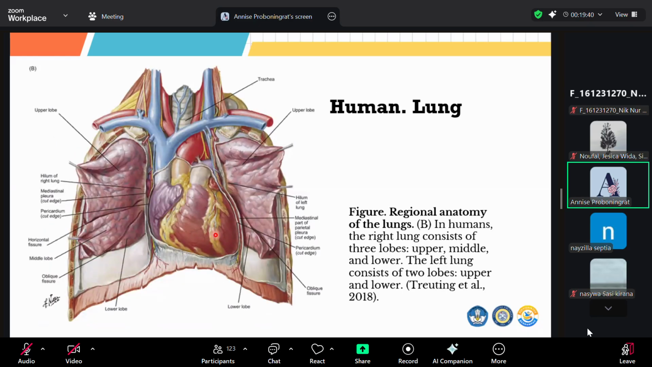And this is the human lung, the regional anatomy of the lungs in humans. The right lung consists of 3 lobes: upper cranial lobe, middle lobe, and lower lobe. We don't have an accessory lobe, not like in animals. And the left lung only consists of 2 lobes, upper and lower lobes.